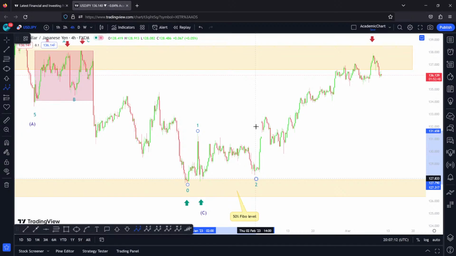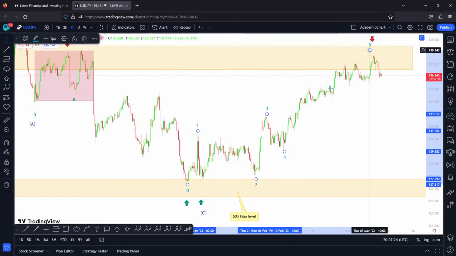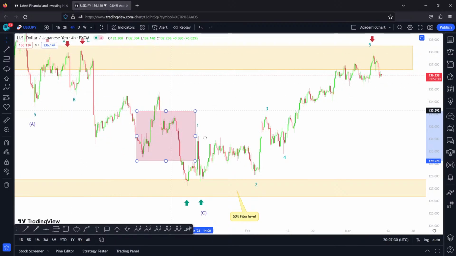And is it going to be the third wave? Hmm. It seems a little bit strange. If that's the case, maybe this is the fourth wave. And is it going to be the fifth one? Let's just take a closer look. I can utilize the same rectangle.